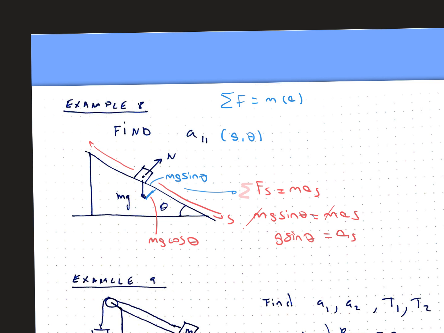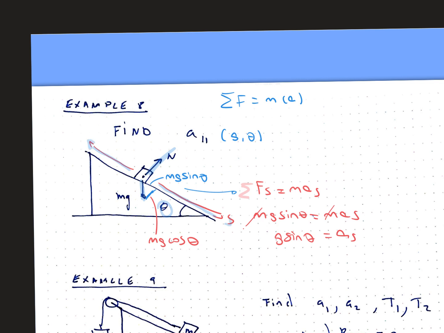So we have the following forces. We have the force N, the normal force, going upwards. Then we have the weight going downwards. Here's the angle theta. But the acceleration is going to be parallel to g and theta. It's going to be the displacement s this way.